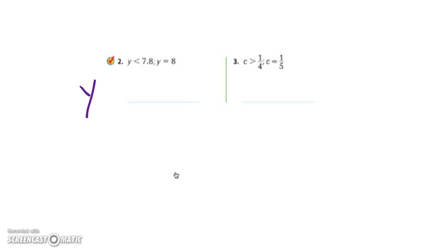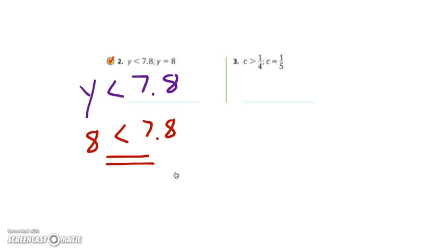We have y is less than 7.8, and for y, we're given the value y equals 8. Let's substitute it in and see if it makes this number sentence true. 8 is not less than 7.8, so it does not make this number sentence true, so this is not a solution.